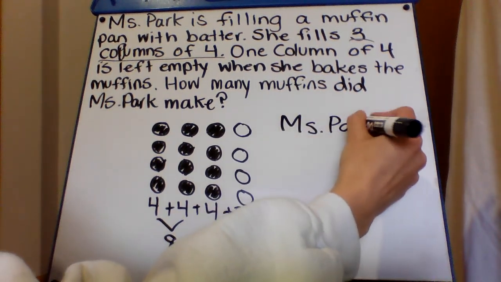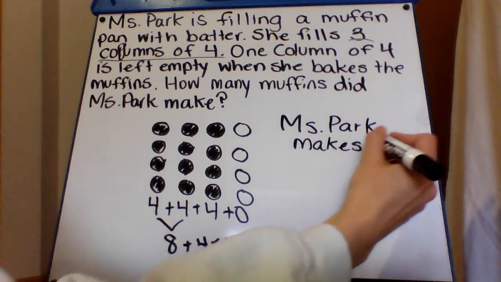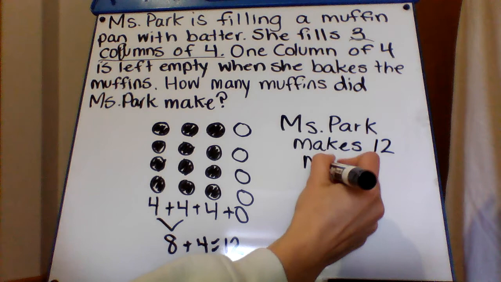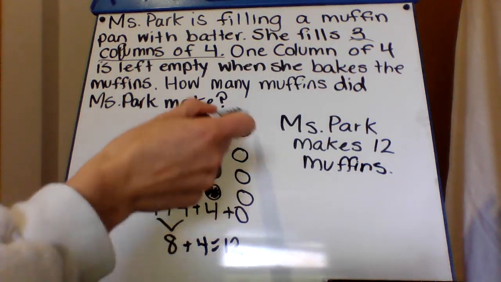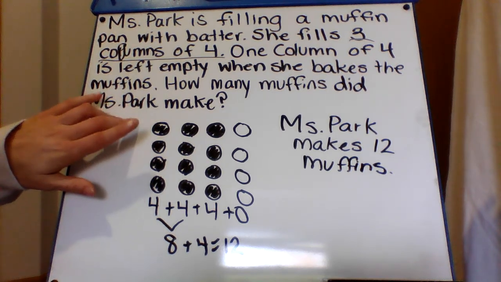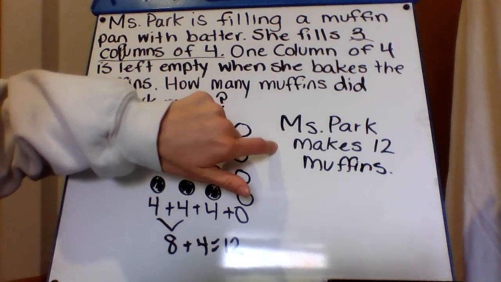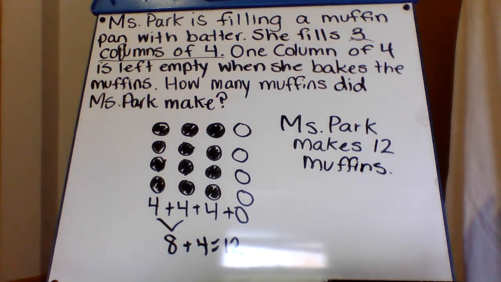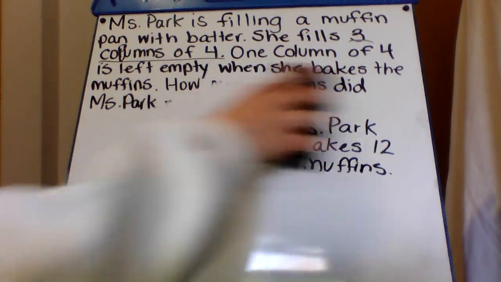So she, Miss Park, made 12 muffins. Remember, we always write a sentence. All they're trying to do here is kind of trick you with this column, but don't get tricked, because you're only focused on the muffins that she did make, right? So always refer back to your question. So that's that. We have a repeated addition sentence. We have a word sentence. Very nice job.